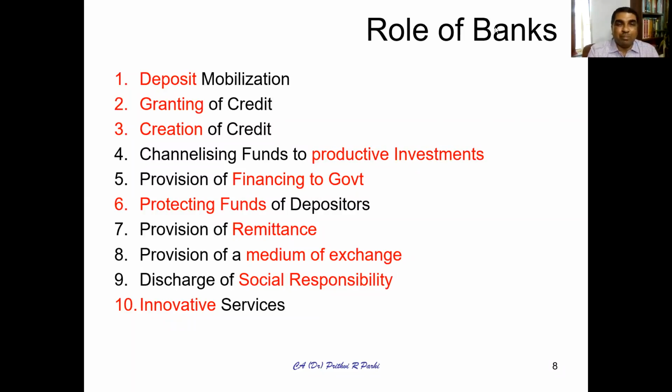Can you give me examples of some loan products? Can anyone give me examples of the loan products available? Sir, home loan, car loan. Okay, home loan, car loan. Then who else can tell me? Study loan. Okay. Business loan, cash credit loan, overdraft is also a kind of loan, term loan, working capital loan.